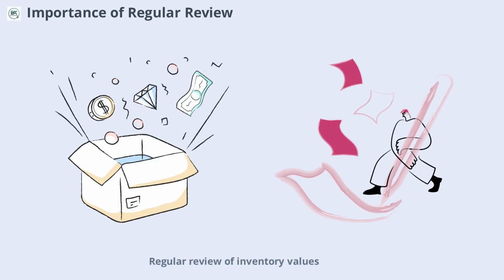Regular review of inventory values is essential for accurate financial reporting. Market conditions, costs, and demand can change rapidly, affecting the NRV of inventory. By consistently applying IAS 2's principles, companies ensure that their financial statements remain relevant and reliable. This practice not only supports compliance but also builds trust with investors and other stakeholders.